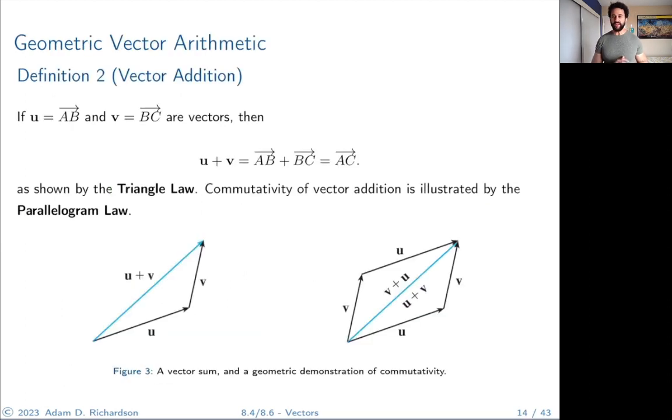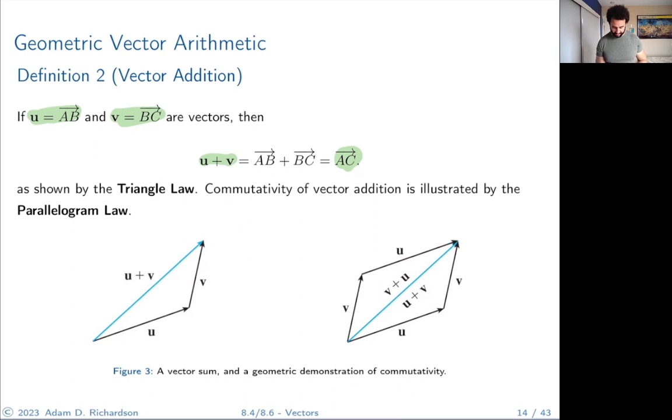Okay, so how do we add these two things together? Now that we have vectors, these new quantities, we want to be able to play with them and do things with them. So first, let's talk about addition. How do we add two vectors? If we have two vectors, u, which takes you from A to B, and v, which takes you from B to C, then the sum of those two vectors is the vector that takes you from A to C. And how do we view this geometrically? We view it using what's called the triangle law.